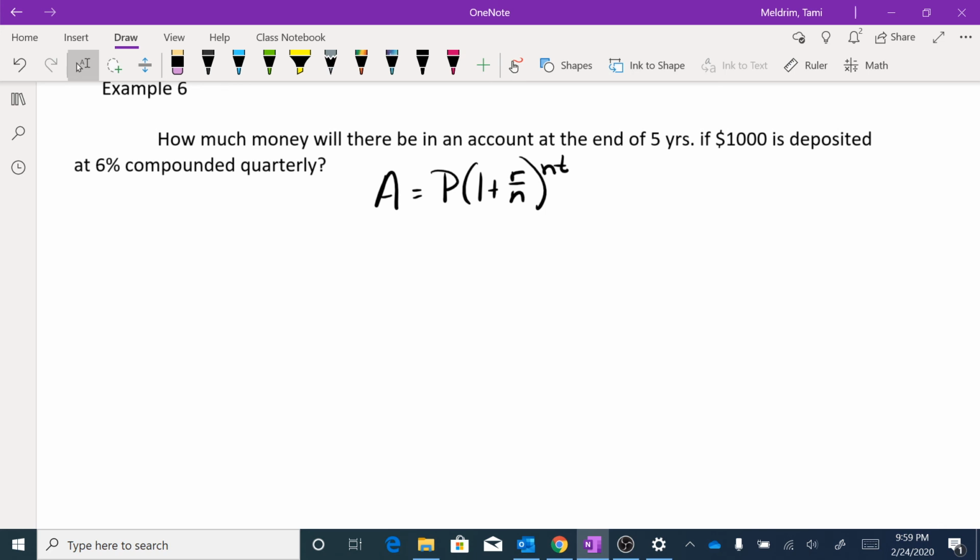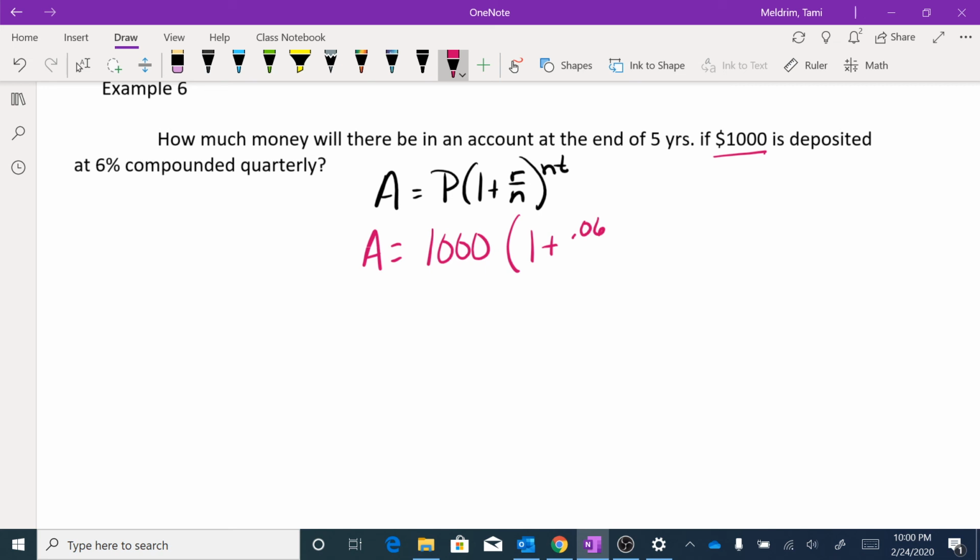So 1 plus my rate is 6%. I need it in a decimal, so I have 0.06. Remember, move it over 2 places to the left and put your decimal place there. And it says it's compounded quarterly. That means it is going to be compounded 4 times within the year. And then I'm raising this whole thing to 4 times in a number of 5 years.